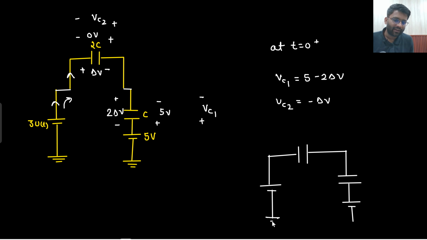So this is the scenario we are having. This is 3 volt, this is 5 volt at t equals 0 plus I am talking about, and this is 2C, and this is capacitor C. So this has developed delta V here.